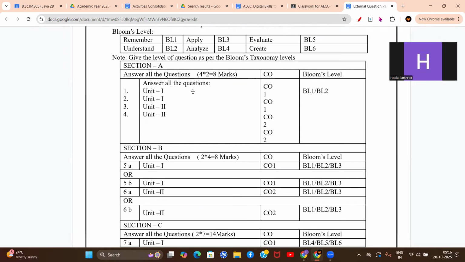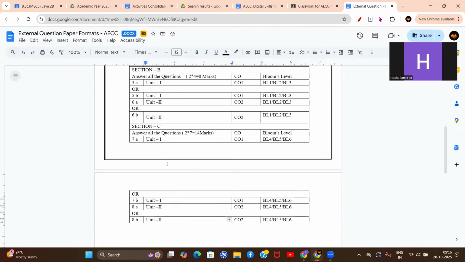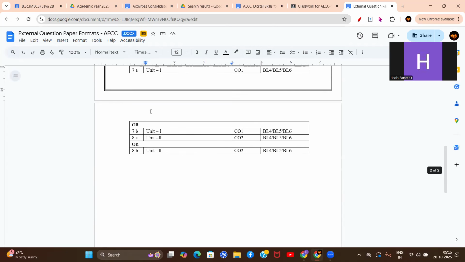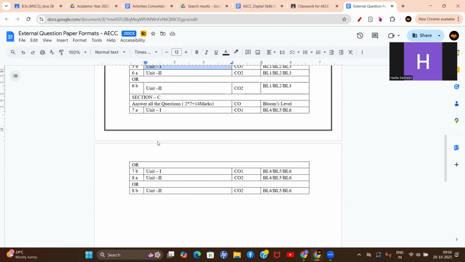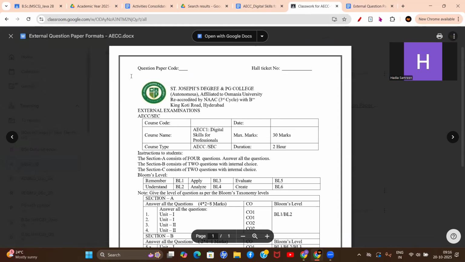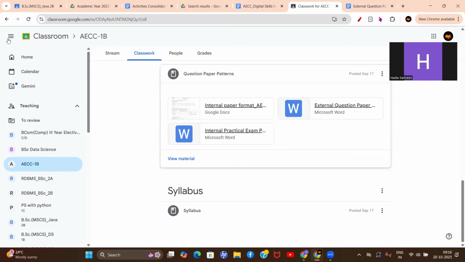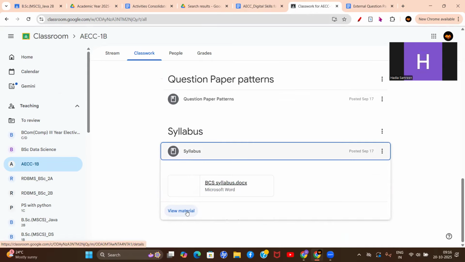So you might have noticed that in unit 1 you will have internal choice, and in unit 2 you will have internal choice. Again, here also, unit 1 and unit 2, you will have internal choice. So for section B and section C, you can reduce your burden and strategize how to learn this. Let me show how.